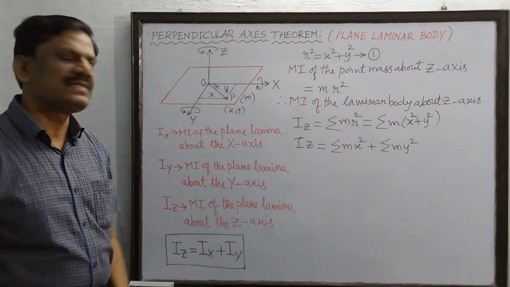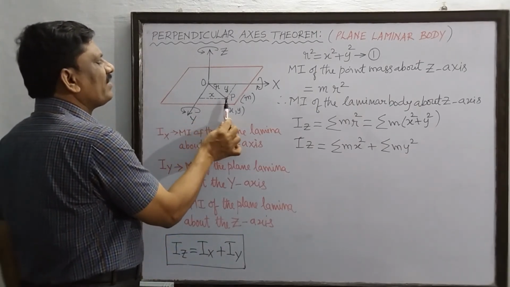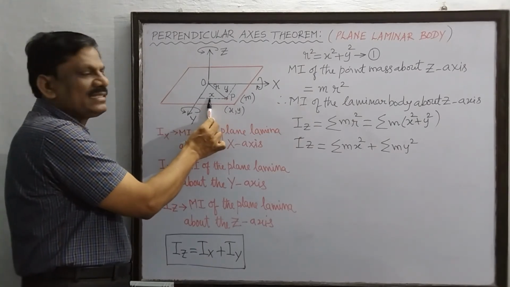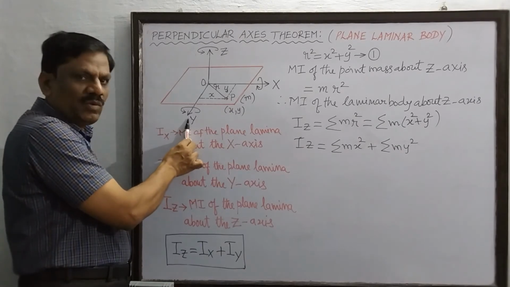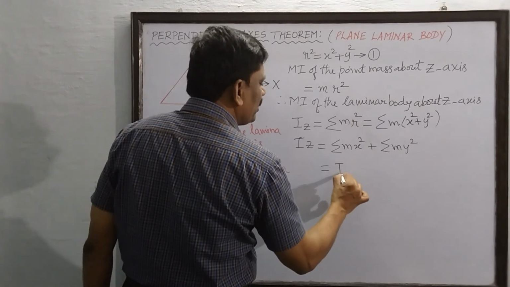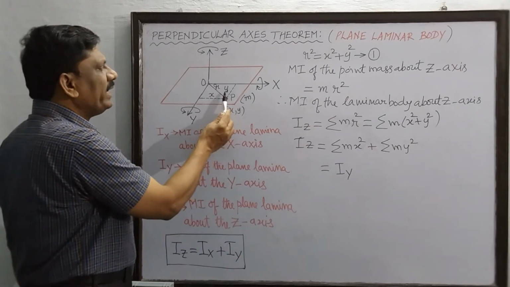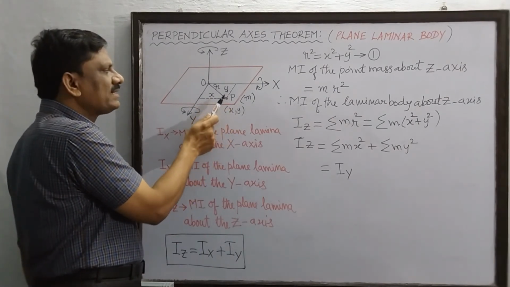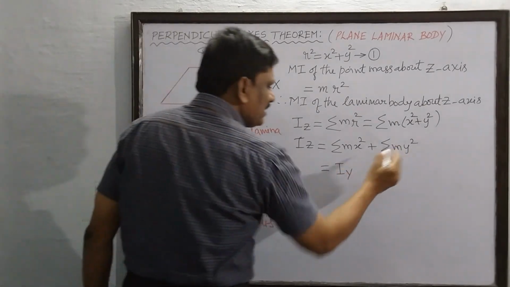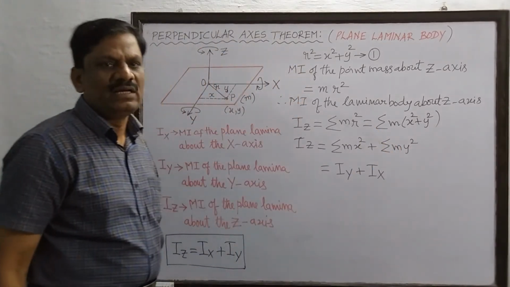Okay, what are x and y in this picture? Let us see now. So x is the perpendicular distance of the particle from the y-axis. Am I right? You see here, x is clearly the distance of the particle P from which axis? Y-axis. Therefore, this term sigma m x square must be equal to the moment of inertia of the lamina about the y-axis. Similarly, what is y here, you see? Very clearly, y is the perpendicular distance of the particle P from the x-axis. Therefore, this term sigma m y square must be equal to the moment of inertia of the lamina about the x-axis.